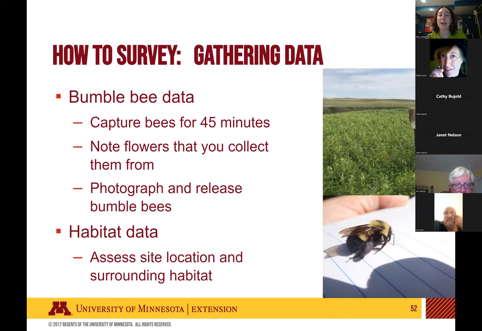So how do we actually survey? How do we actually go about gathering data? Capturing bumblebee data is done in a 45-minute survey. So you're spending 45 minutes capturing bees. And this 45 minutes is just the time that is spent looking for bees and capturing them. So once you've got some bees in your cooler, you might want to pause your timer and take some photographs of them. The time that you spend photographing the bees and uploading those photographs to Bumblebee Watch doesn't count towards that 45-minute time chunk of your survey.